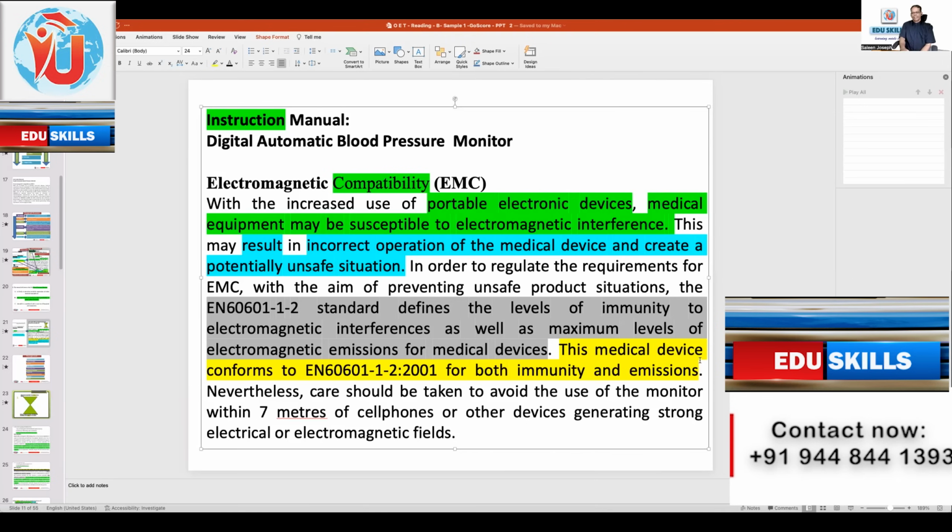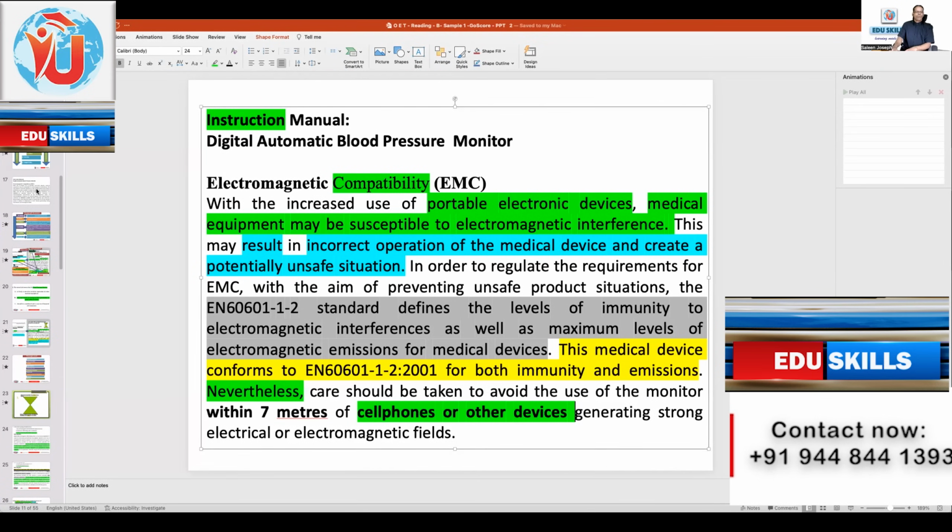No emission. For example, you say your car has undergone the emission test and now there is no pollution. So does it interfere with other devices? No, because it says it conforms. Now you see here, what is this? Nevertheless, care should be taken to avoid the use of the monitor within 7 meters of cell phones or other devices. Okay, this was just a reading for us.